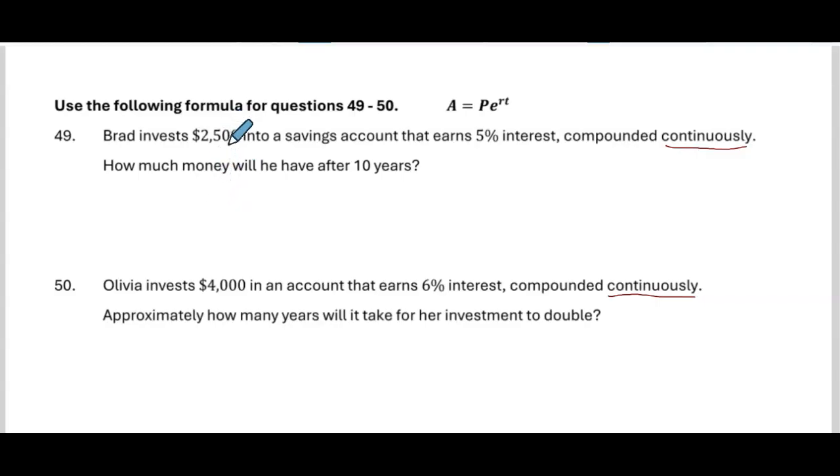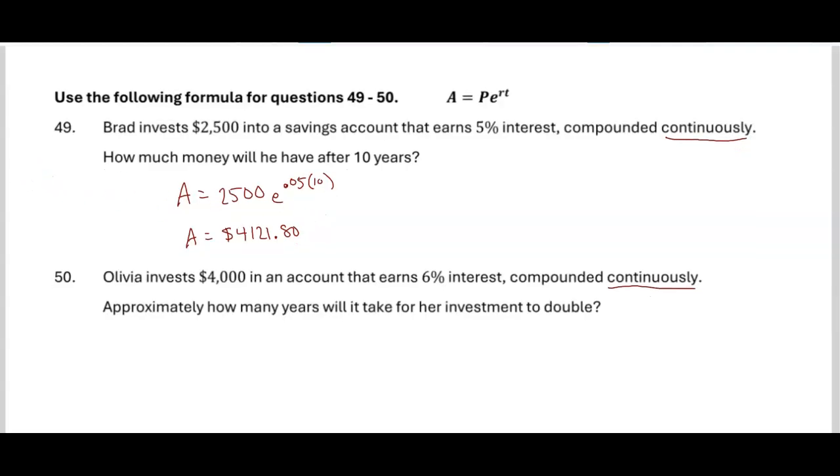So Brad invests $2,500 into a savings account, earns 5% interest. So when I set up this formula, I need to say that my initial principal is $2,500. I'm going to use an E. I know the rate is 0.05, and I know the time is 10 years. This is strictly a calculator problem and nothing else. So I have a total, if I type this straight in, of $4,121.80. Always go to 2 decimal places for a money problem.